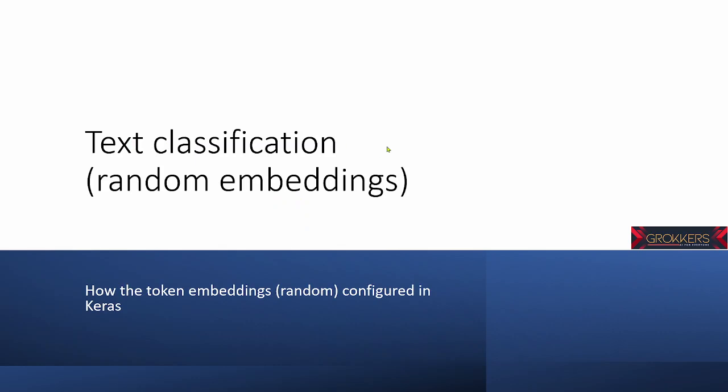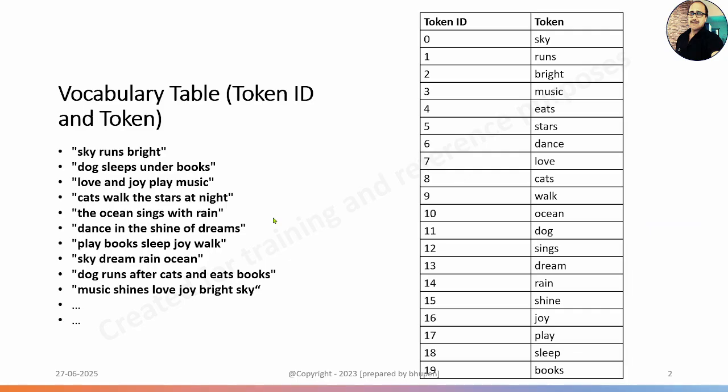In this example, we will take text classification as a demo, and we will learn how to configure the random embeddings for the text tokens, and we will also see how to train the random embeddings in the classification model.